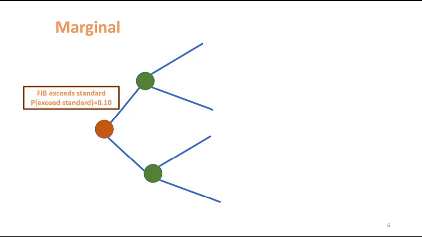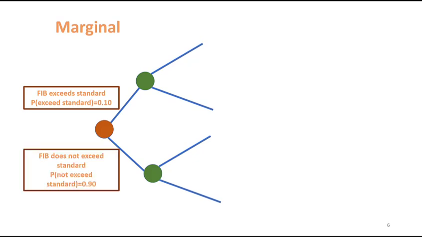So here's our probability tree, and we can now start filling in the probabilities associated with each of the uncertain events. So marginal probabilities that were given in the problem. We have FIB exceeds the standard. That equals 0.10. And FIB does not exceed the standard. That equals 0.9. And those two marginal probabilities should sum to 1.